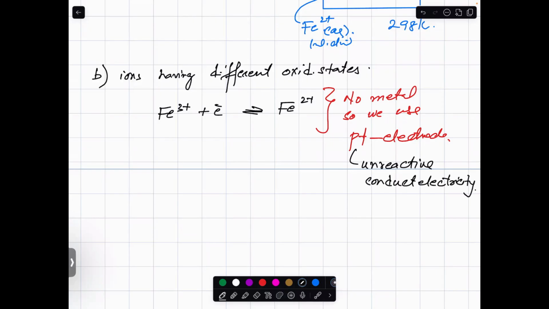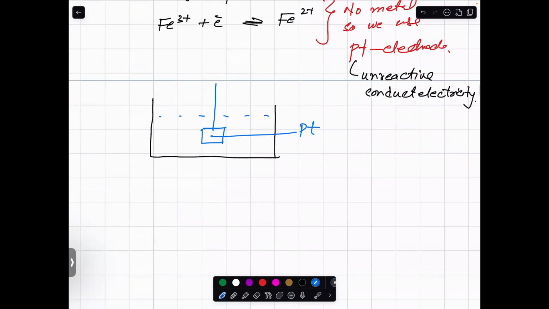Okay, so how are you going to construct the half cell? There is no metal, so what am I supposed to do? The platinum is the electrode, and there are iron 2 ions aqueous, 1 mole per dm cube, and iron 3 aqueous, 1 mole per dm cube. Each ion is 1 mole per dm cube in concentration, at 298 Kelvin. Another example.